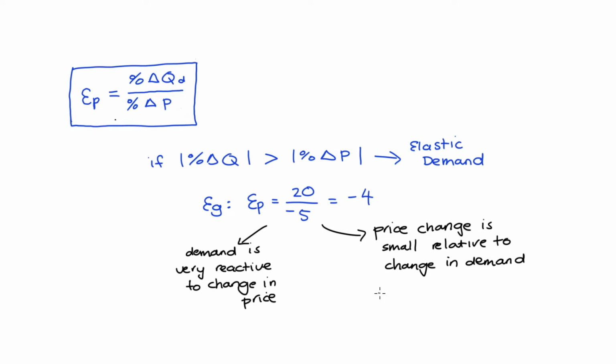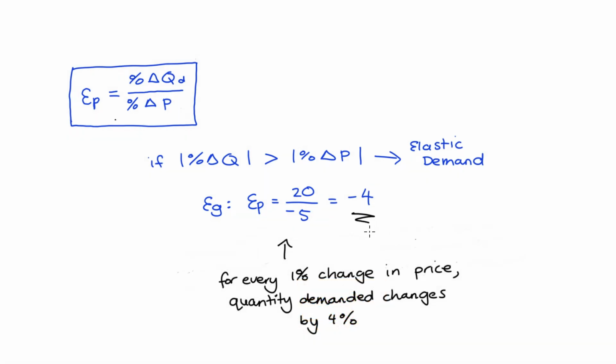Actually, to relate this to the word elastic, you can think about an elastic band. It's very stretchy, it's reactive to pressure, it snaps back when it's pulled. When we have elastic demand, the quantity demanded is likewise very reactive to changes to price. One useful thing to note is that we can interpret the elasticity value as the amount that our quantity demanded changes given a 1% price change. So our elasticity here would be interpreted as, for every 1% change in price, quantity demanded changes by 4% as a result.